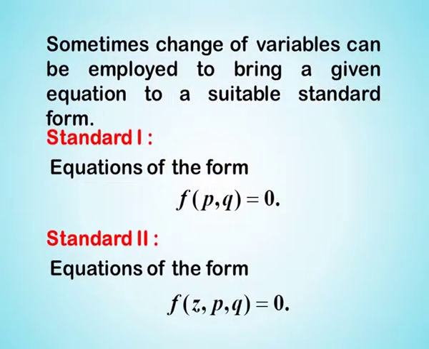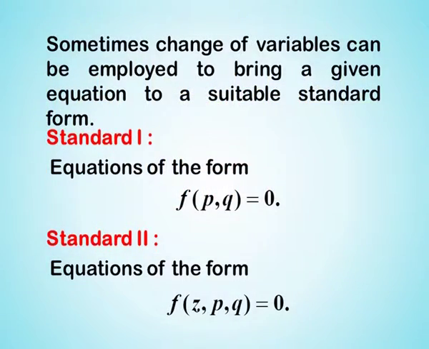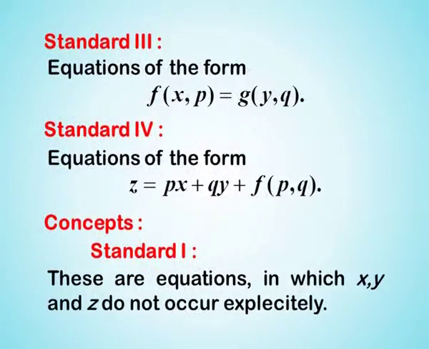So, standard 1 is an equation of the form f(p, q) is equal to 0. In words, the given equation will only contain p and q, neither x nor y. Second standard, we will be having only equations of the form f(z, p, q) is equal to 0, no x, no y. Standard 3, we will have on one side a function of x and p, and on the right hand side, as you can see, a function of y and q.